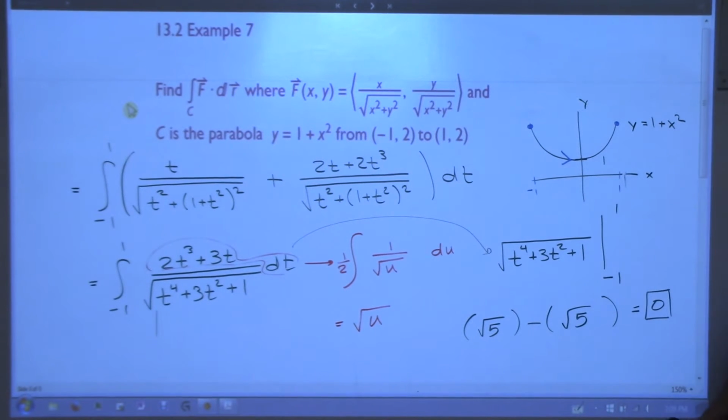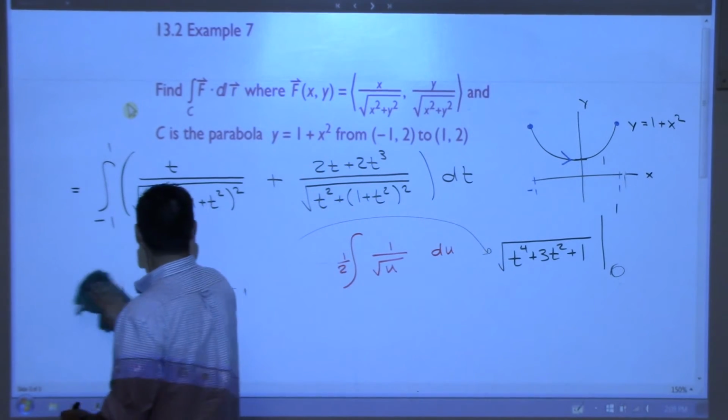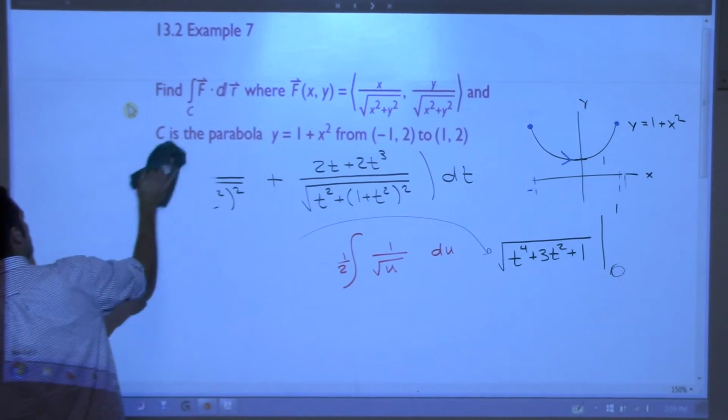If you were to change the curve again and only do like half the parabola, going from 0 to 1 instead, your answer would have been root 5. If you want to include more of the parabola, your answer is going to vary, right? I need to change those examples. I don't like the fact that they both turn out to be 0. I'm not happy about that. Any questions?